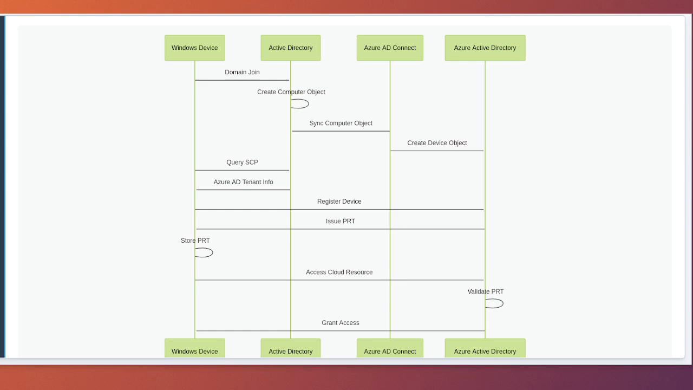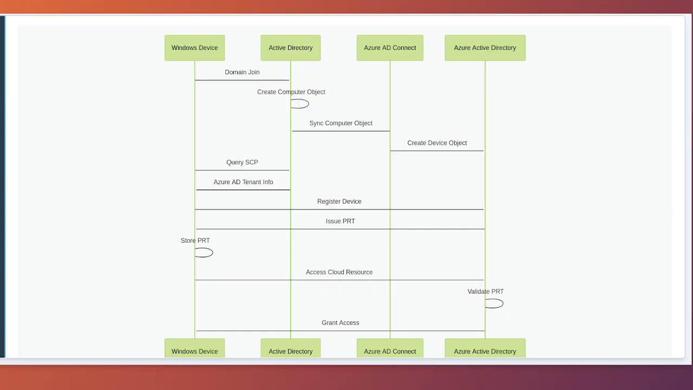Configuring hybrid Azure AD Join requires careful planning and execution. The process involves enabling device synchronization in Azure AD Connect, configuring service connection points in Active Directory that point to the Azure AD tenant, and ensuring network connectivity allows devices to reach Azure AD registration endpoints. For Windows 10 and Windows 11 devices, Hybrid Join works automatically through the Windows Device Registration Service.